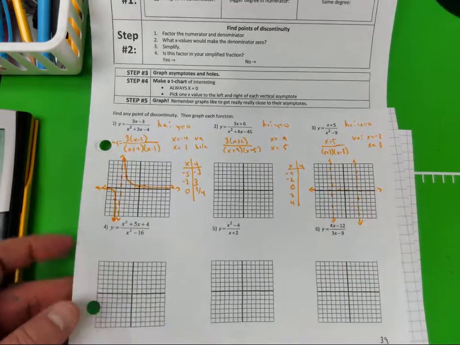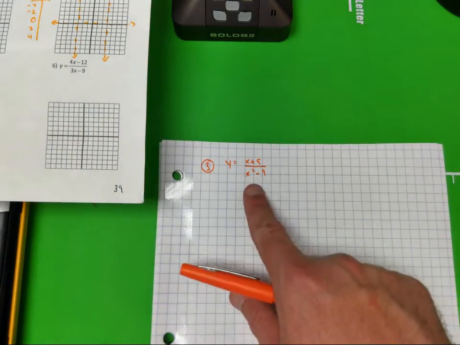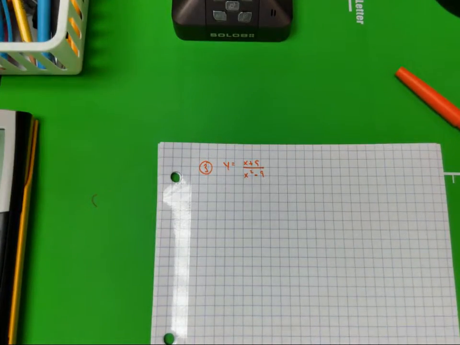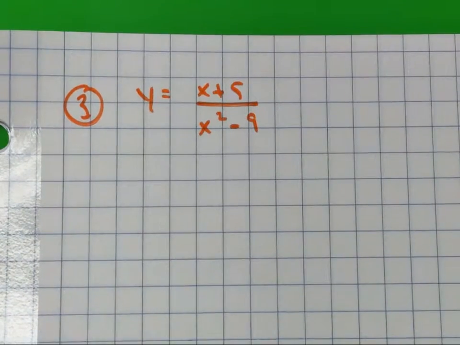Alright, so looking at number 3, I'm going to write it over here so you can see it. We want to graph this rational function. And we know that this is a rational function because it's in the form of a fraction. I'm going to zoom in for us. Ooh, that's too much.